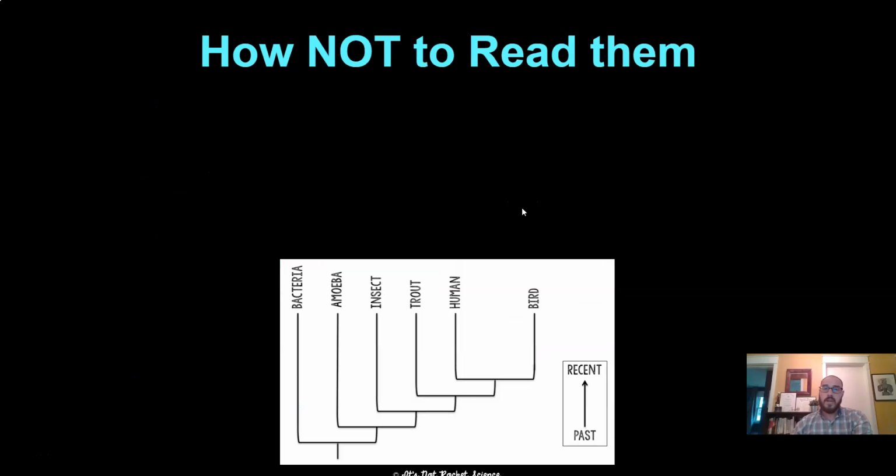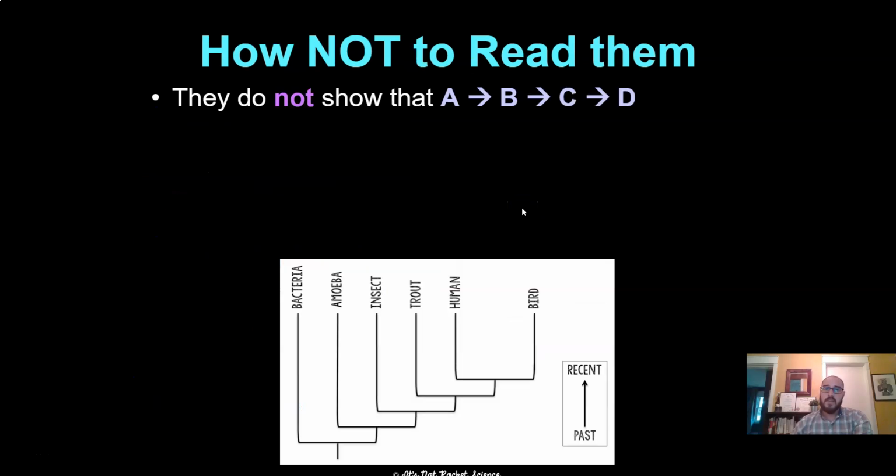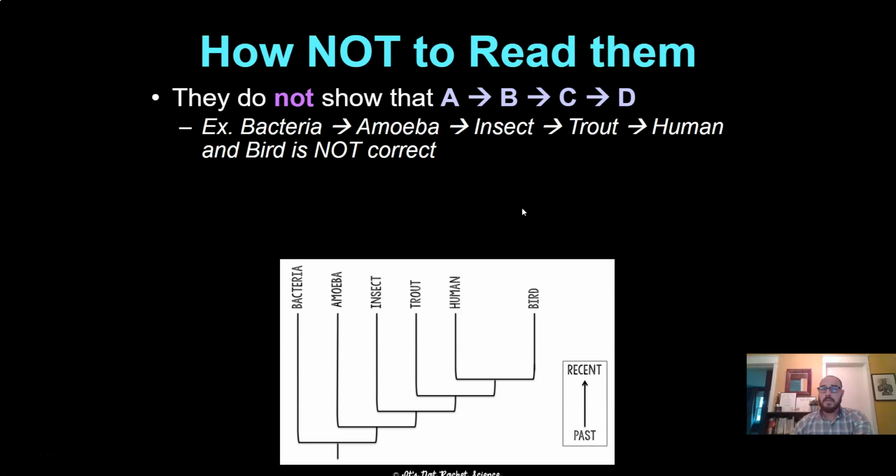All right. So how do we not read these things? This is something that students commonly get mixed up because of that great chain of being thing we talked about, or the idea that somehow evolution is progressing towards something. So a lot of students will read these as a bacteria evolved into an amoeba, evolved into an insect, turned into a trout, which then turned into a human or a bird, and that's not correct.